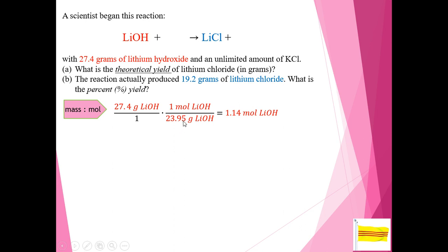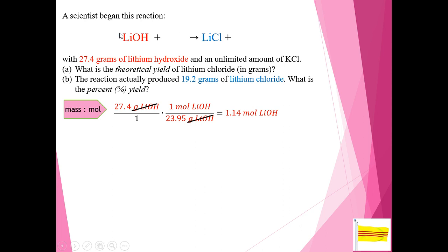Using your periodic table, if you do the molar mass of lithium hydroxide, you should get about 23.95, based on the periodic table you're using. Okay, so grams of lithium hydroxide is going to cancel out, and that's going to give us 1.14 moles of lithium hydroxide. Now, once you know the moles, you can go back to your balanced reaction and look at the coefficients in front of this reactant on the left side and the product on the right side.